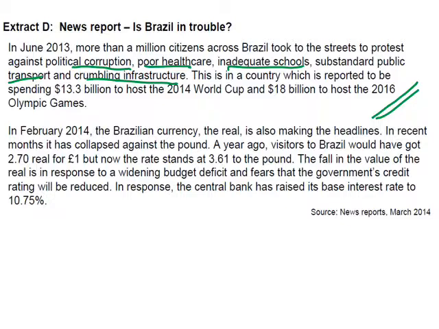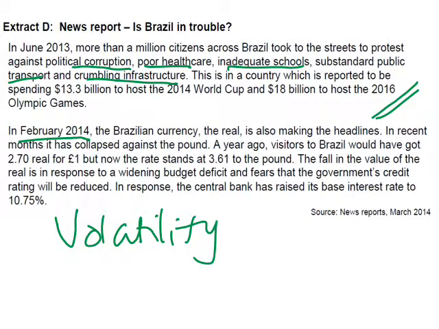And then lastly, it's talking about most recently, so February 2014 is the most recent headline, saying that the currency has weakened very sharply. So again, this might show volatility in Brazil, and that's in response to a widening budget deficit. So even though the previous figures showed a budget surplus, that's saying that the government has spent more than it's earned, potentially to do with the World Cup, which it's mentioned there as well. And also the interest rates have gone up significantly, 10.75%.